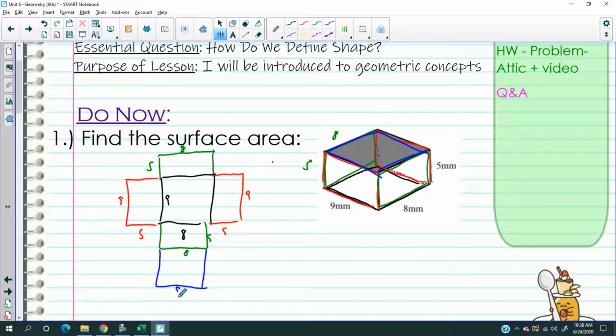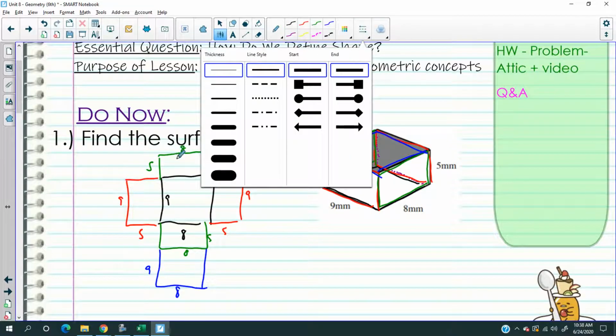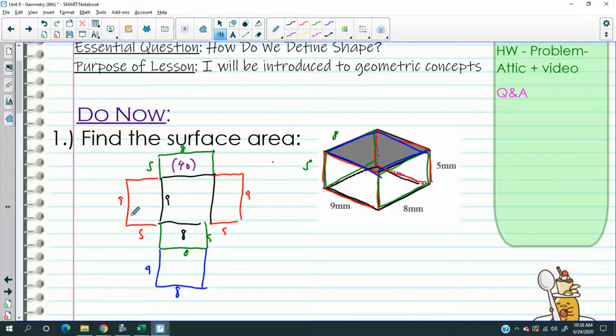So that leaves us with the calculations to do. The area: 8 times 5 is 40. 9 times 5 is 45. 9 times 8 is 72. 9 times 5 is 45. 8 times 5 is 40. 8 times 9 is 72.